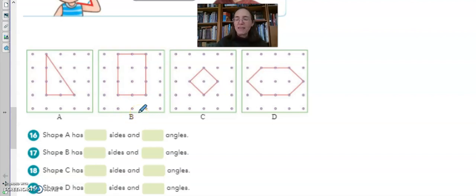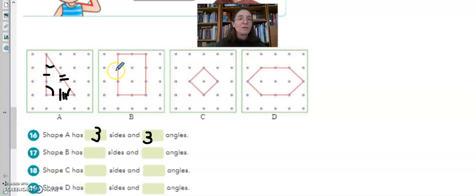Now, here we have a whole collection of different shapes. And one of the ways that mathematicians analyze and describe shapes to show their understanding and to communicate with each other is they count things like sides and angles and kinds of angles. So we're going to do a little practice with that here. Here is shape A. It looks like a triangle to me. And how many sides does it have? 1, 2, and 3. So that's 3 sides. How about angles? Well, it has one here, another one here, and another one here. 3 angles.